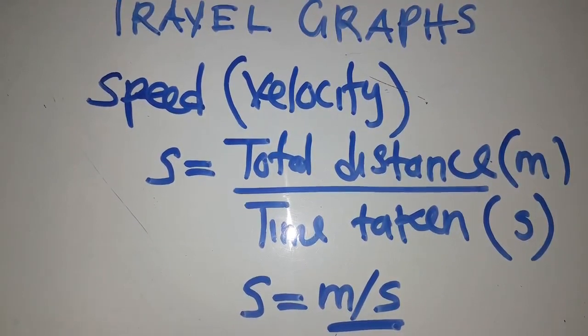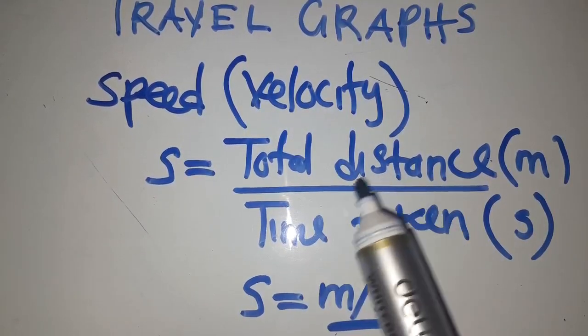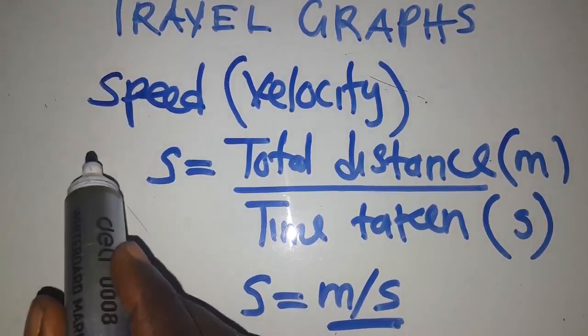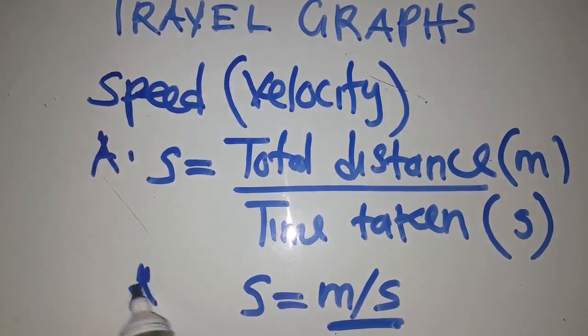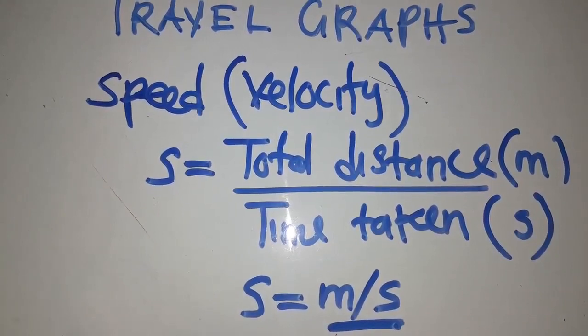I want you to get this and I want you to understand. So these are points that we need to understand. Total distance over time taken: this is the formula that we use for speed. Even if you are taught to find the average speed under travel graphs, you need to use the same formula. Here where the speed is, you put average speed, AS. It is just one and the same thing.